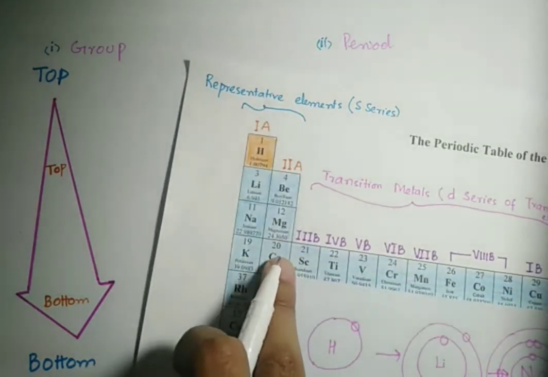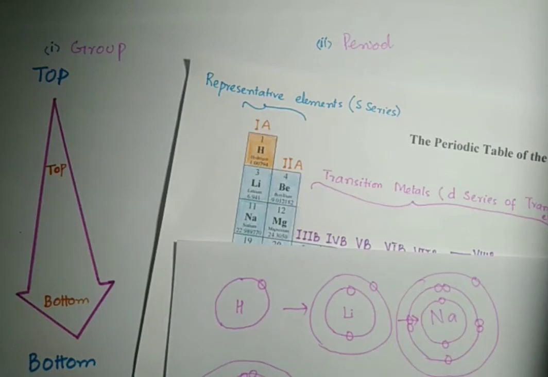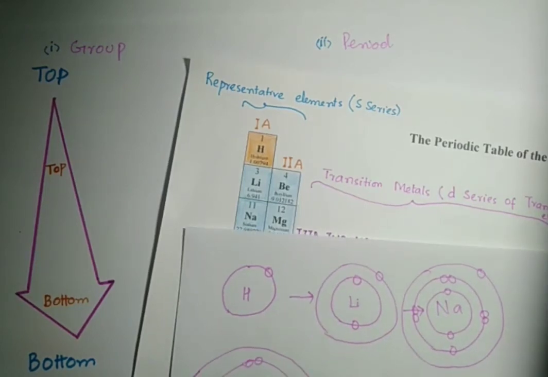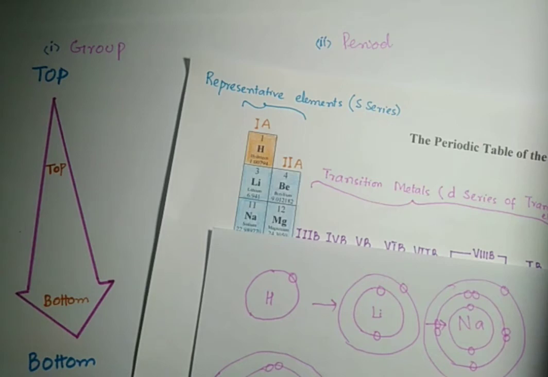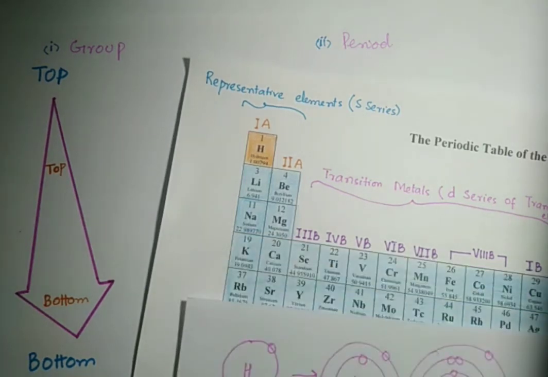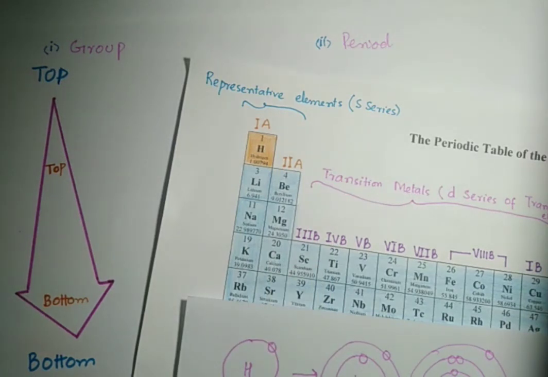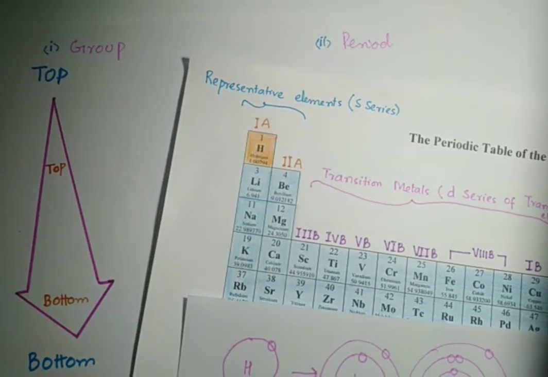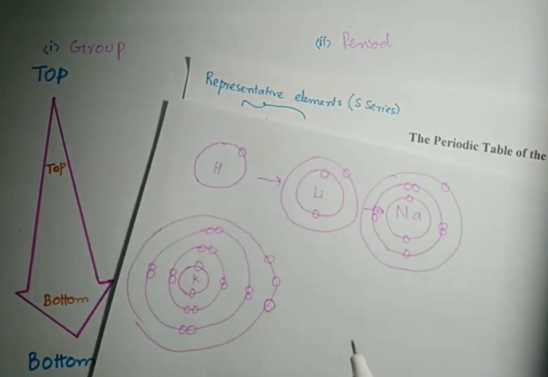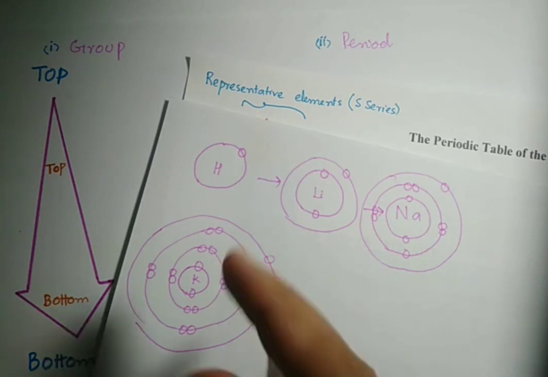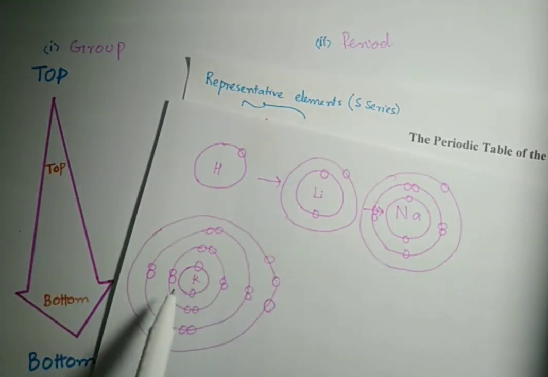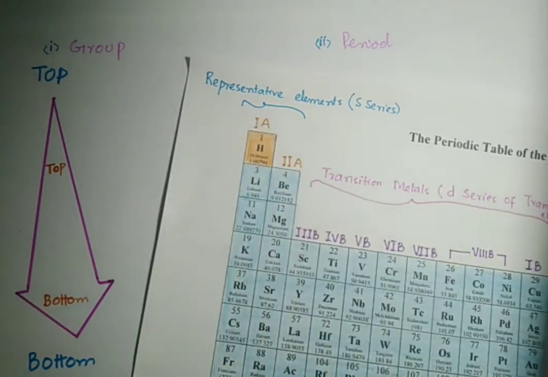When we move from potassium to calcium, it has 20 electrons, which means that the electron is added in the same shell, like this one. Similarly, when we move from calcium to scandium, it has atomic number 21, which means 21 electrons are present there, and that electron is added in the same shell, which means that the shell number remains constant and the electrons are added in the same shell. So that's why shielding effect remains constant as you move from left to right in a period.